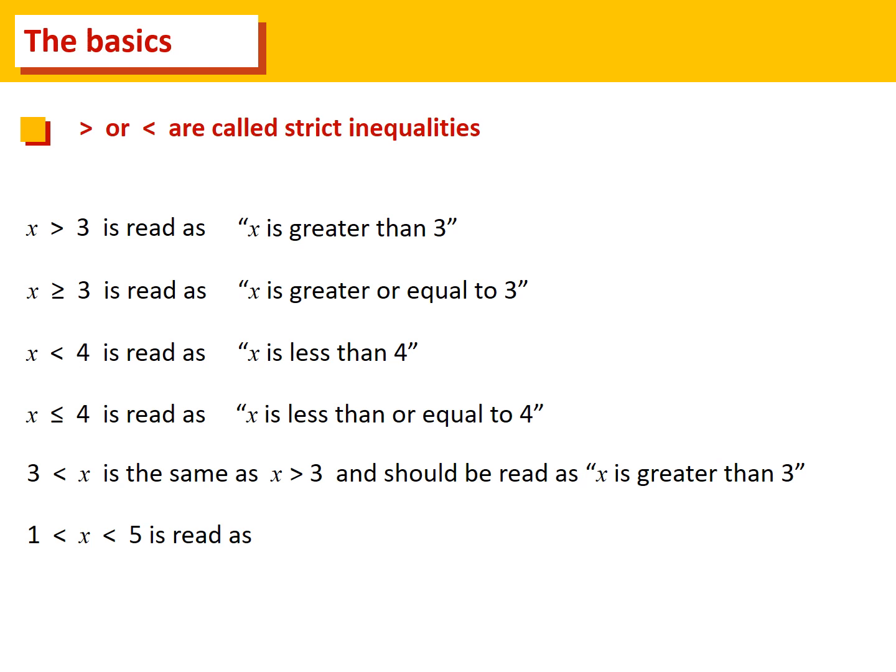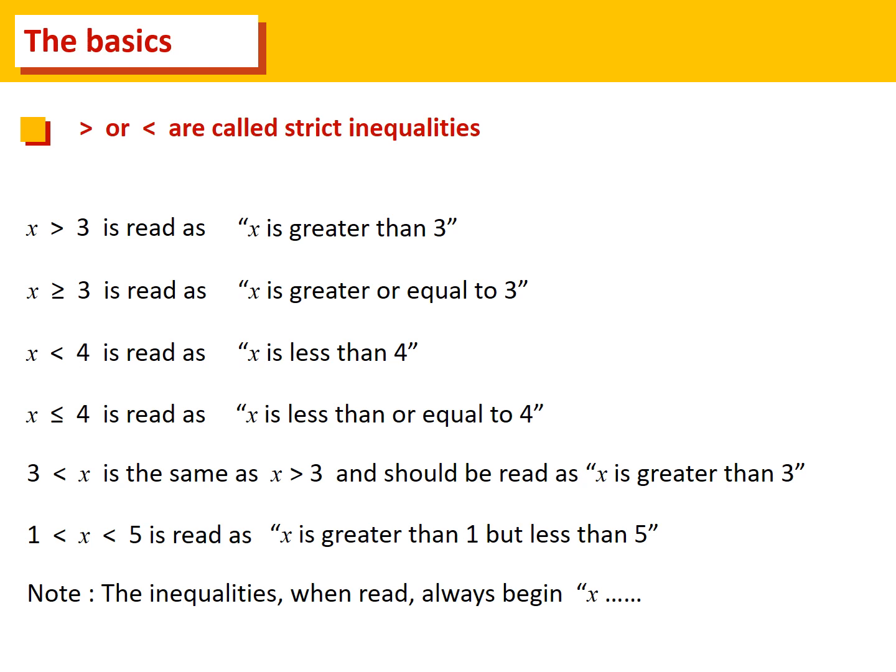And finally, when we have x between two inequalities, we read from the center. So that is x greater than 1 when we read it from the center to the left. And when we read from the center to the right, that reads x is less than 5. So the combination of those two inequalities is x is greater than 1, but less than 5. Whenever we've read our inequalities, we always read beginning x.